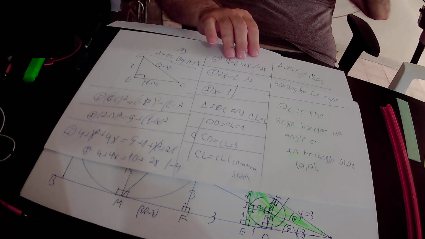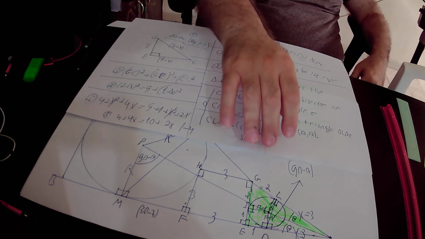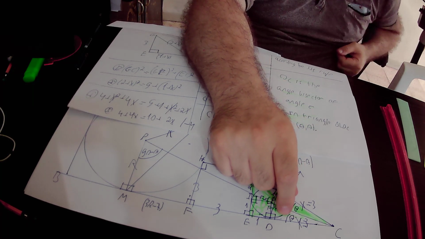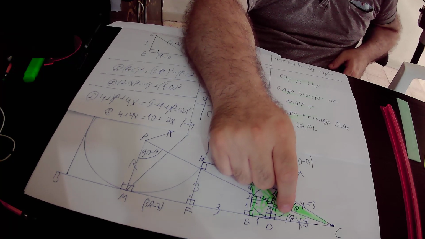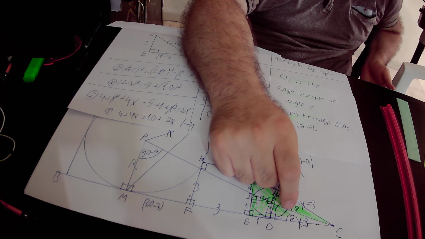And from the fact that the two right triangles are congruent, we conclude that those two angles are equal to each other according to the rule that corresponding angles in congruent triangles are equal. So if one angle is equal to theta, then the other angle must also be equal to theta.